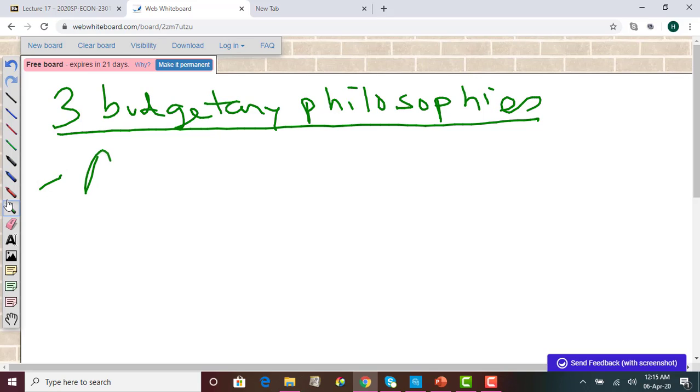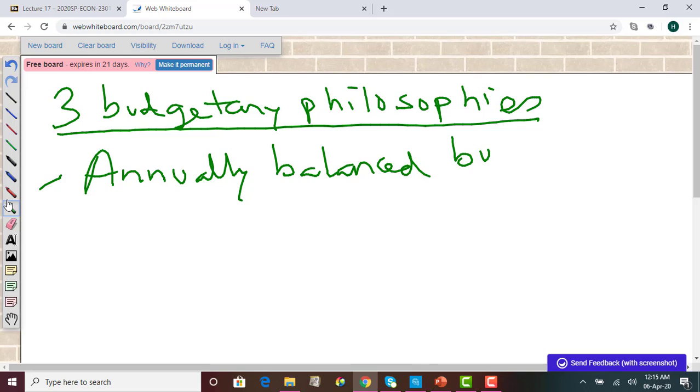The first one is called the annually balanced budget. Under this philosophy, the government must balance the budget at the end of the year. So on December 31st, the budget must be zero. There won't be any surplus, there won't be any deficit, and it has to be zero. Even if there is some surplus or some deficit, adjustments have to be made at the end of the year so that it comes back to zero. That is the annually balanced budget. This is not very common.